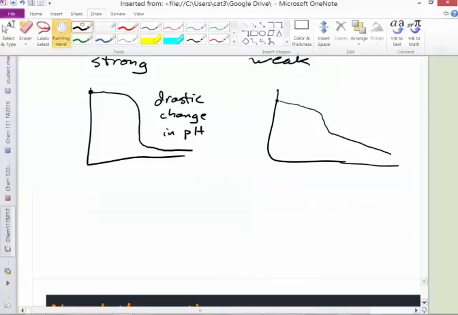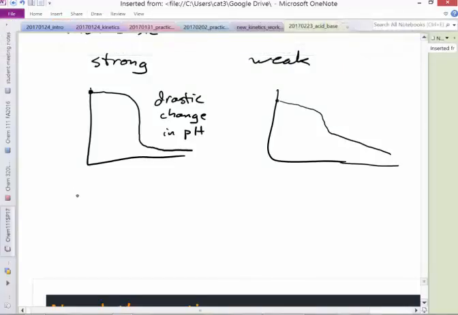Remember we did the calcium hydroxide? We said that was a strong base because it was an alkali or alkaline earth metal. Strong means the whole thing dissociates.